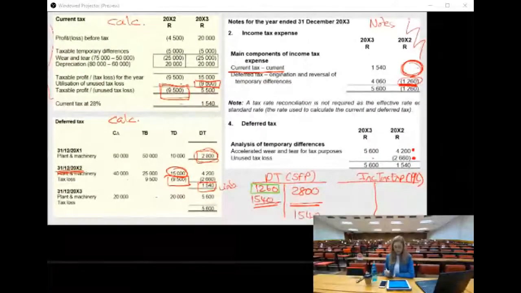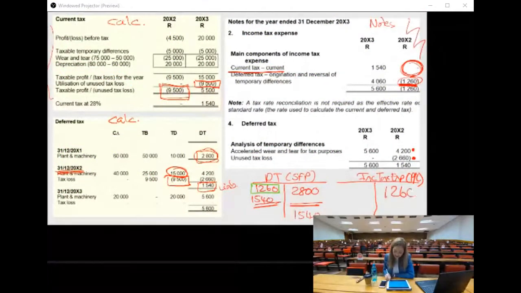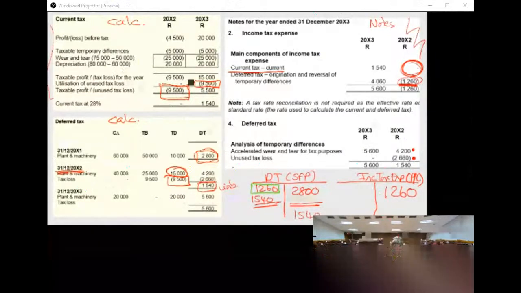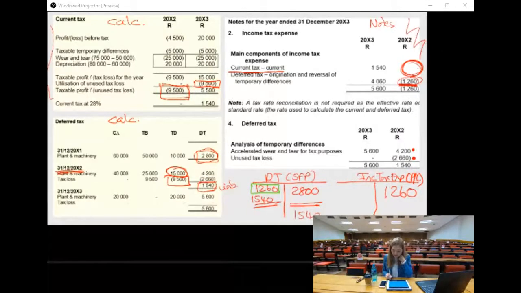5, 6, 7, 8, yes. Okay, so the other leg of that journal goes to my income tax expense. So now it's a credit amount. Remember, an expense will always be a debit total. However, we're now putting a credit to that expense account, and that's why we have this negative amount in our note here. So we have this negative amount, 1,260 income in our income tax expense account and the income tax expense note. Okay.